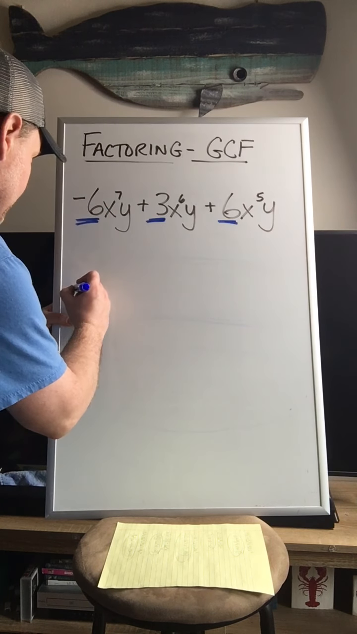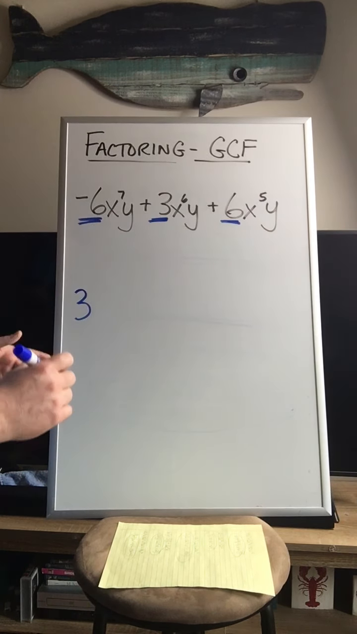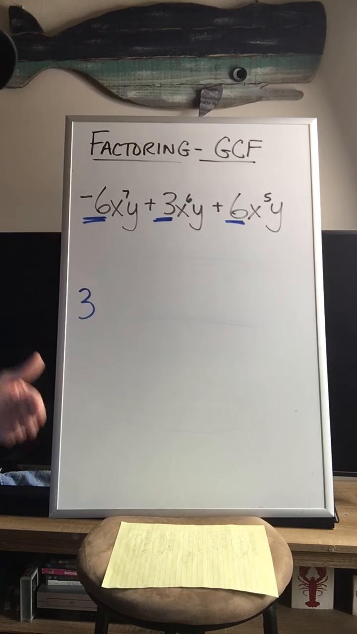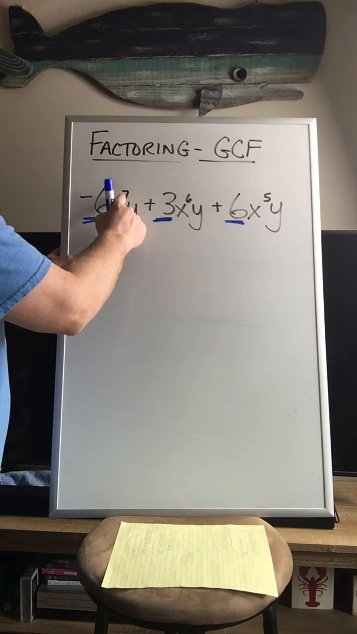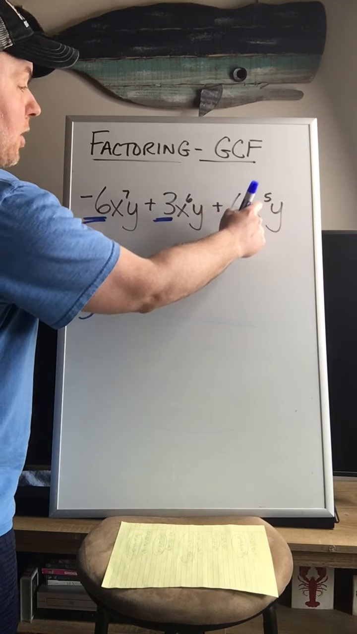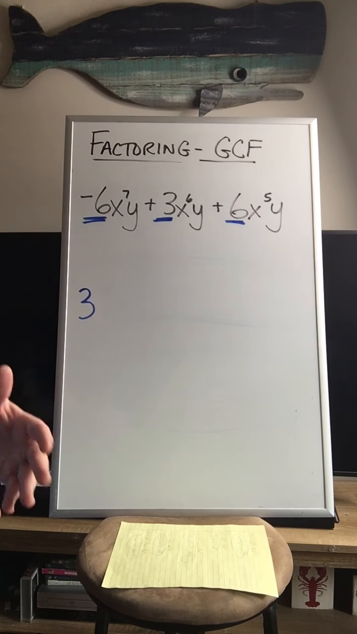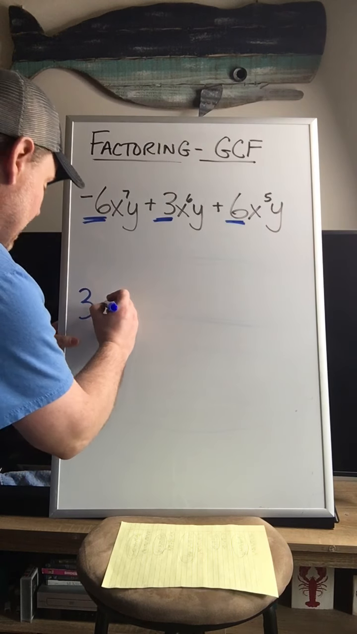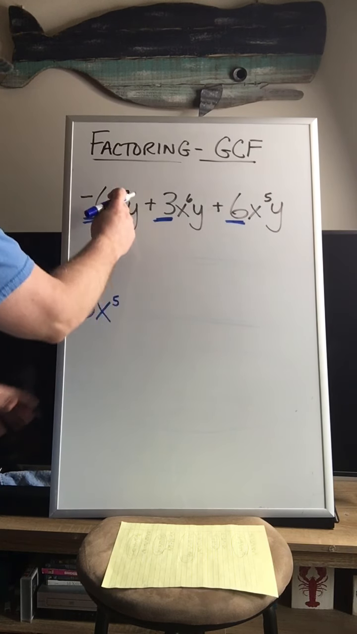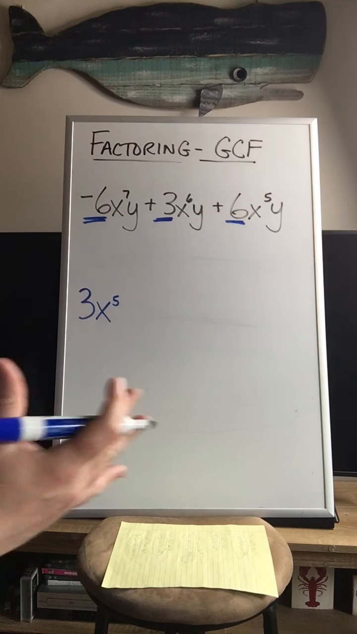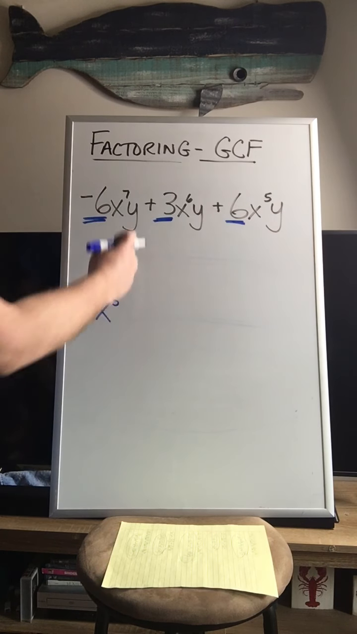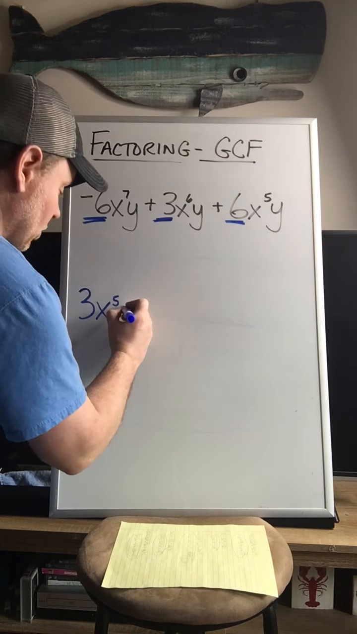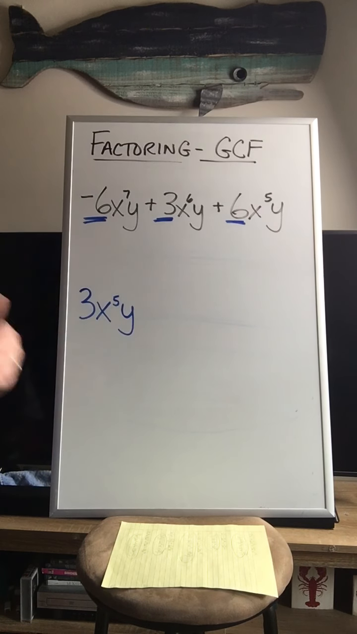So 3 will be part of our GCF. And then how about with the variables? What do they have in common for the variables? Here you have 7 x's, here you have 6 x's, and here you have 5 x's. So they all have at least 5 x's, x to the 5th. So I'm going to take out x to the 5th because they all have at least x to the 5th in them. And then they all have a single y. So I'm also going to take out a y as my GCF.